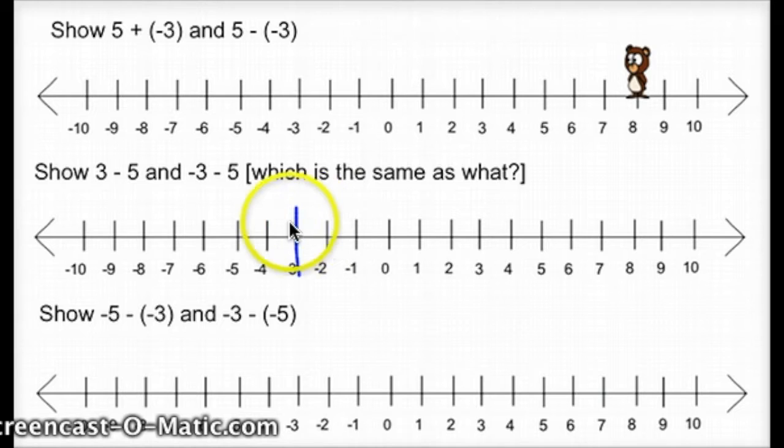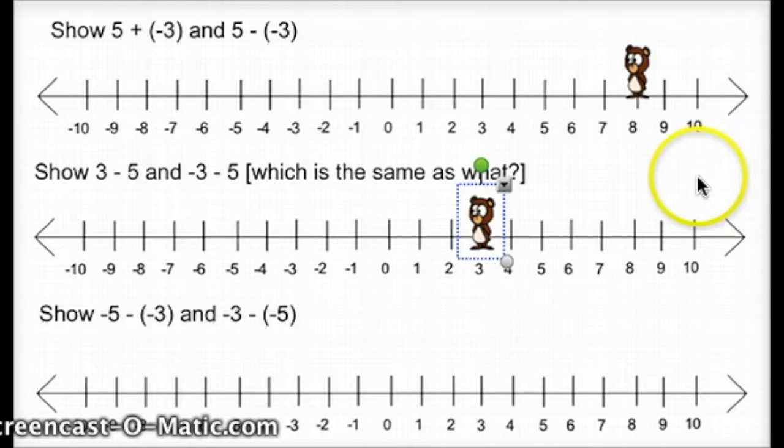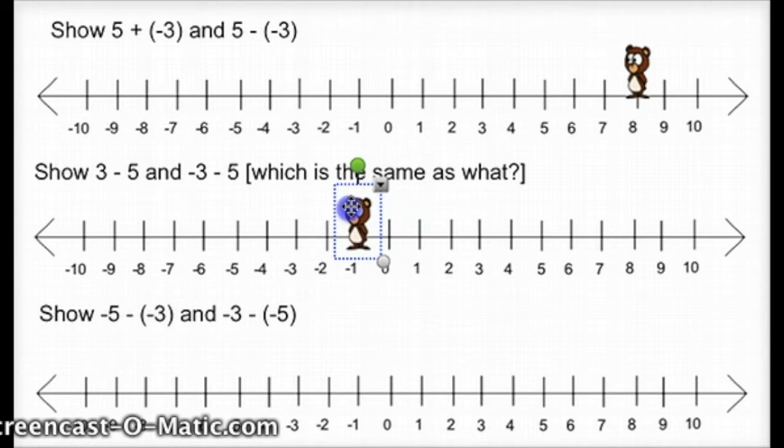So I would like to review that notion of facing on the number line and walking forwards or backwards. 3 minus 5 would lead us to start at positive 3. If we're subtracting, we want to face towards the negatives, and now we want to walk forward 5. 1, 2, 3, 4, 5. Where we land, on negative 2, tells us the distance or the difference of 3 minus 5.